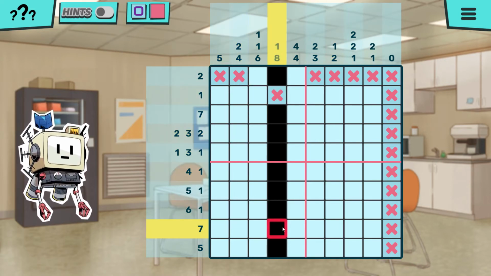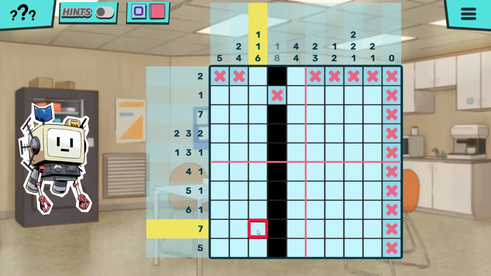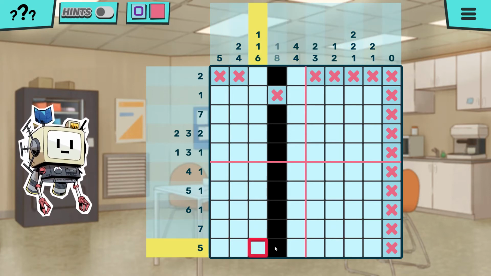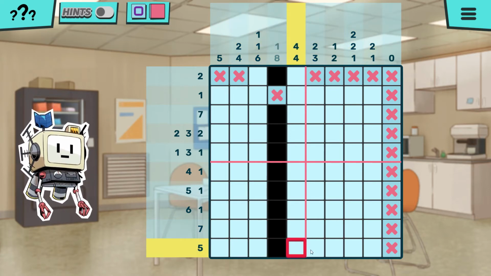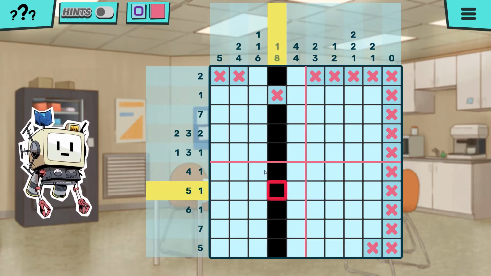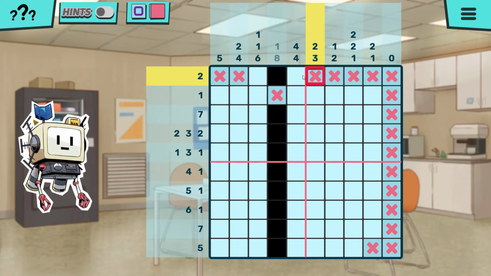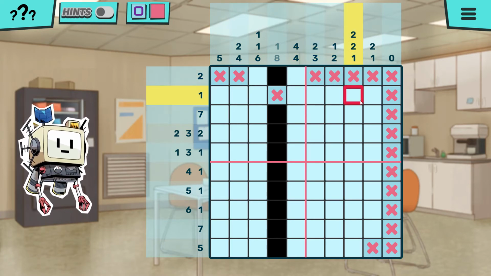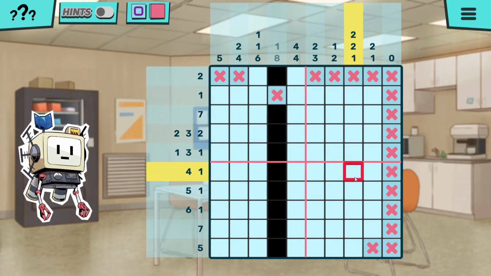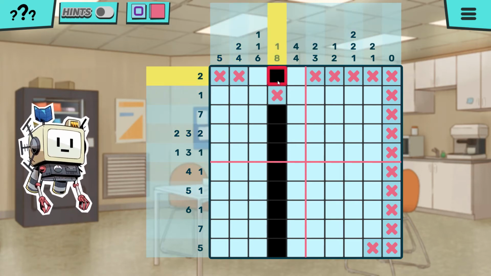Alright, anything else down here? We've got a 7 here. That doesn't tell us anything. Neither does the 5. Actually, 1, 2, 3, 4, 5. This has to be blank. Alright, what else can we do? There's 2, 2, 1. Is that enough? If we have 2, blank, 2, blank, 1. No, that's not enough to say anything conclusive about it.